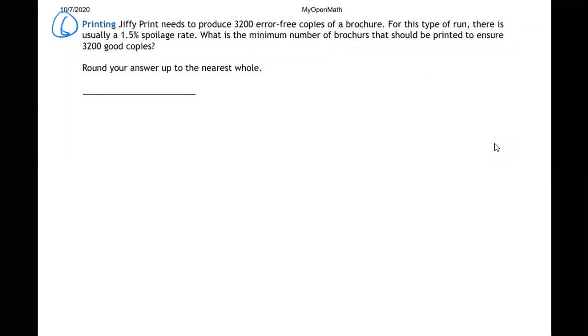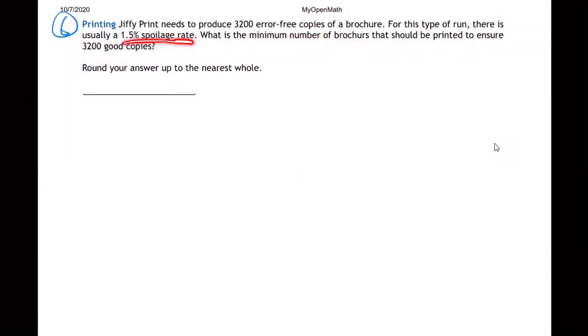All right, so here we go. So printing, Jiffy Print needs to produce 3,200 error-free copies of a brochure. For this type of a run, there's usually a 1.5% spoilage rate. What is the minimum number of brochures to get 3,200 good copies?